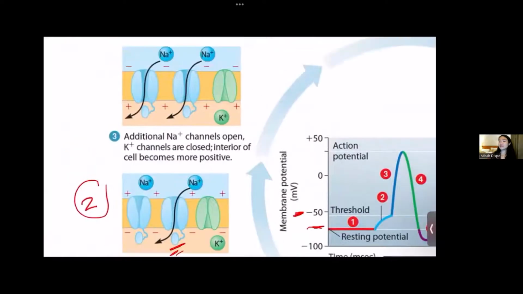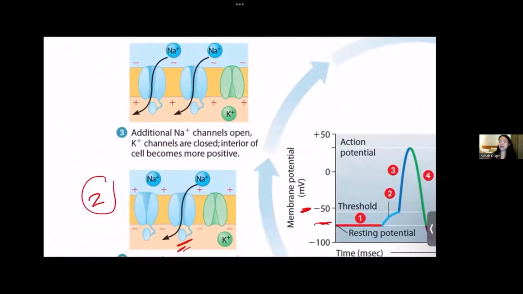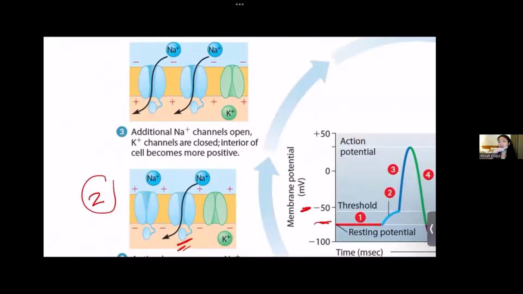Now, what happens if the threshold isn't reached? If the threshold isn't reached, then our neuron goes back to the resting potential. So no nerve signal will be transmitted. But if the inside of the cell reaches that threshold of negative 50 millivolts because of the influx of sodium ions, then an action potential will be triggered.